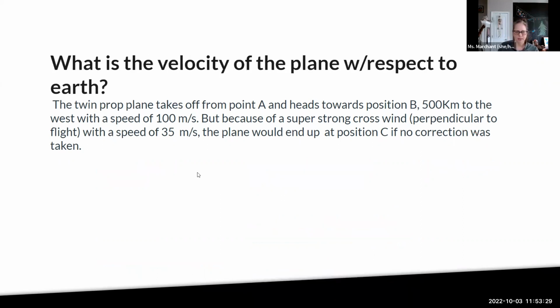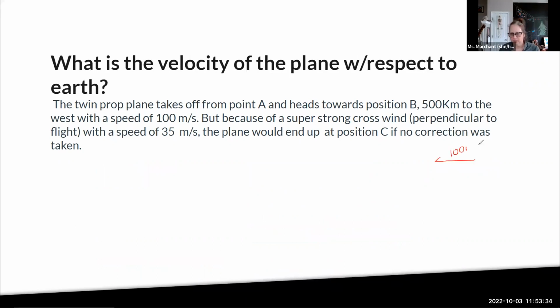What is the velocity of the plane with respect to the Earth? So this one only wants to know about the velocity. So 100 meters per second west, 35 meters per second. And again, I chose down, but you could choose a different way. So our resultant velocity would be the hypotenuse. Every time you're looking at this, if it's the vector, it is going to be on the hypotenuse side. So we can use the Pythagorean theorem for this. That's our C again: 100 squared plus 35 squared, square root.